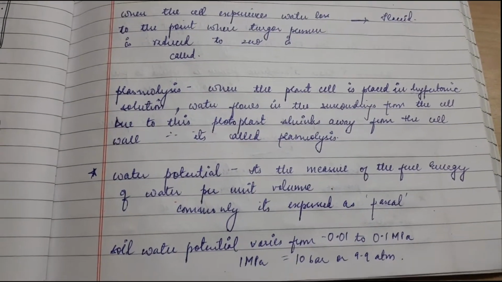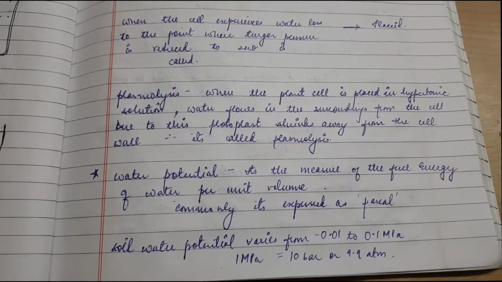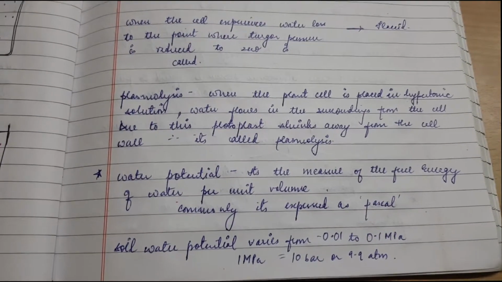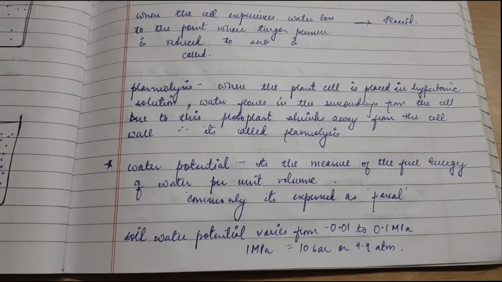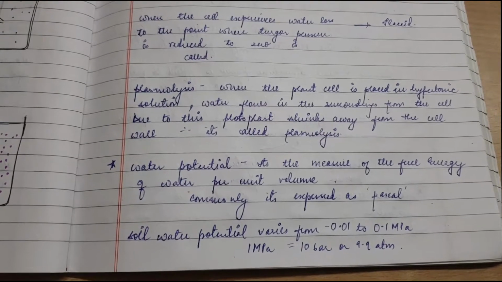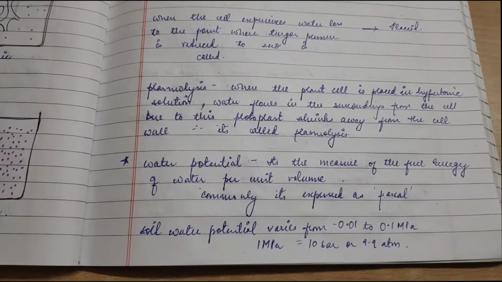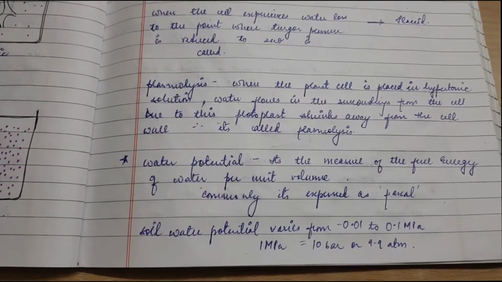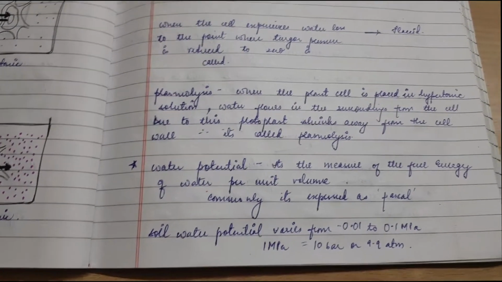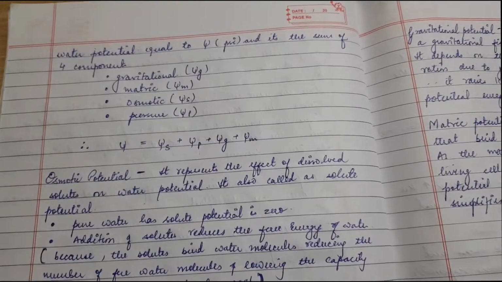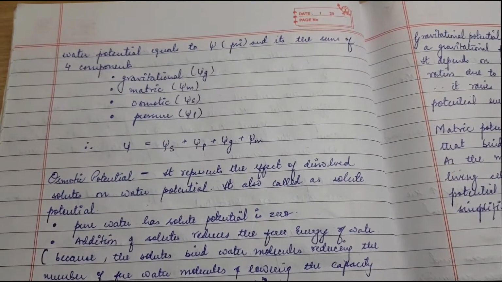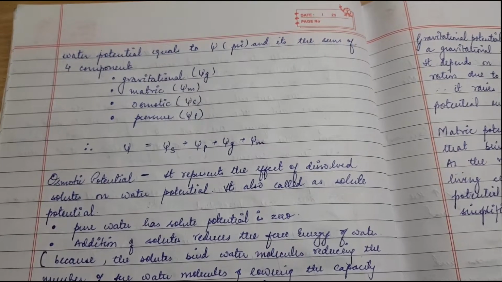It is a measure of the free energy of water per unit volume and commonly it is expressed in pascals. Soil water potential varies from -0.01 to 0.1 MPa, that is 1 MPa is equal to 10 bar or 9.9 atmosphere. Now we move on to what is water potential. Water potential क्या होता है हमने बता दिया.